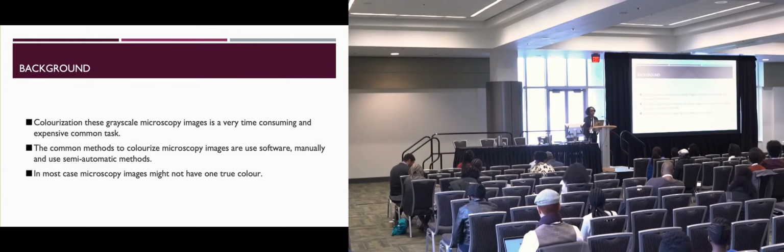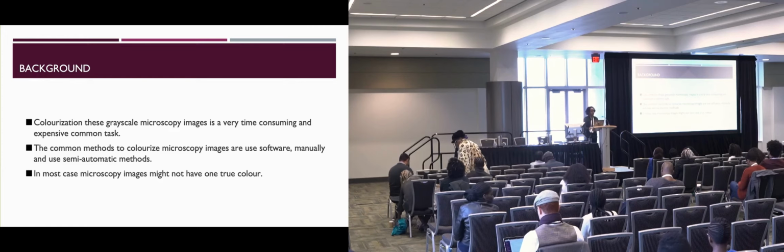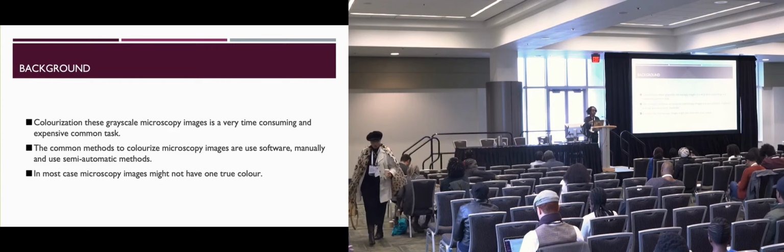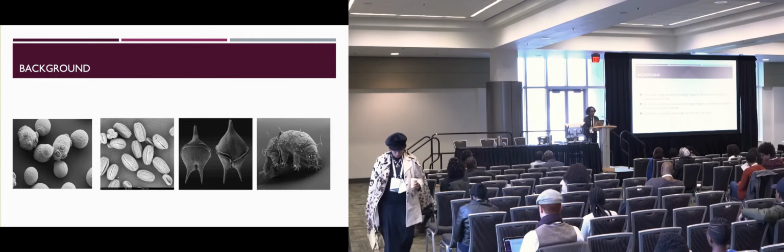Basically, the colorization task is a very common task among researchers, but it's very time consuming and expensive. The common methods use software like Adobe, ImageJ or Fiji, especially in biology. Even though these come with some semi-automatic methods, they need massive user input and are still time consuming. I remember one image took around a month to color, because sometimes even artists might have to draw them.